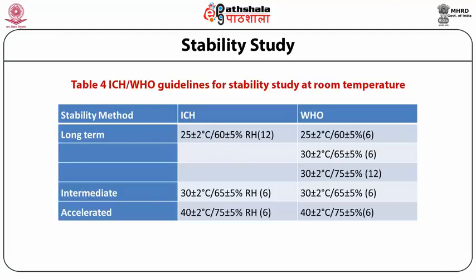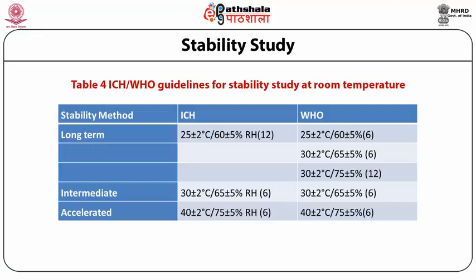But for intermediate stability analysis, as per ICH guidelines, the temperature maintained is 30 plus minus 2 degrees centigrade with a relative humidity of 65 plus minus 5% for a period of 6 months. As per WHO, the guidelines are also the same as ICH. That is 30 plus minus 2 degrees centigrade with relative humidity of 65 plus minus 5%, and the samples are stored for a period of 6 months.